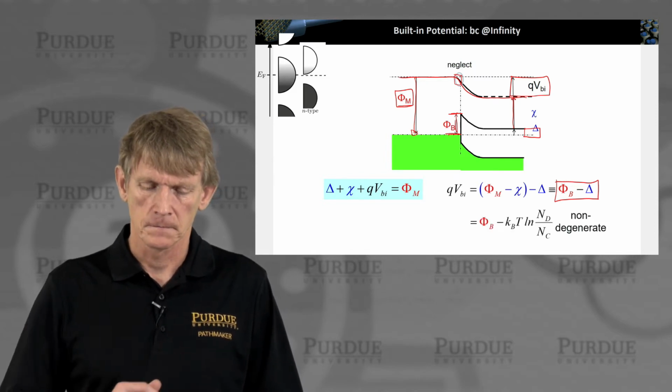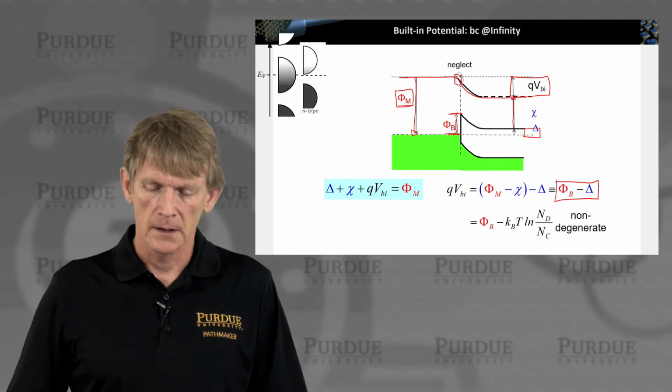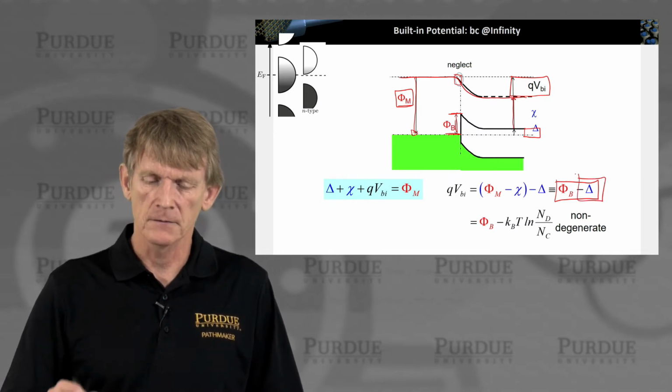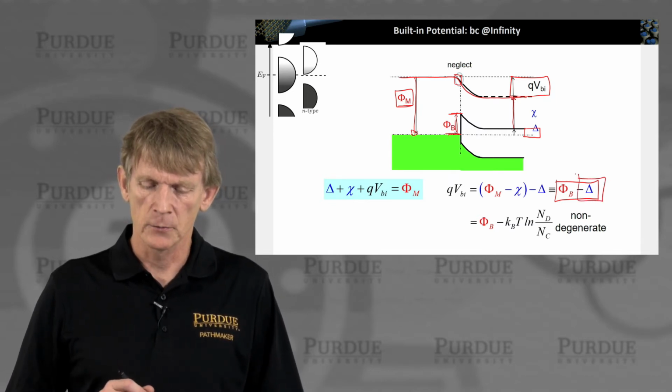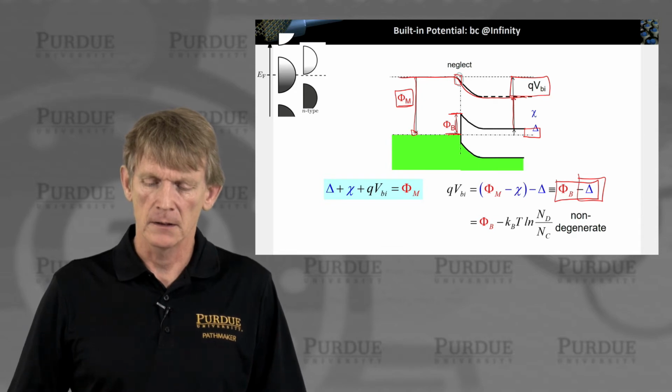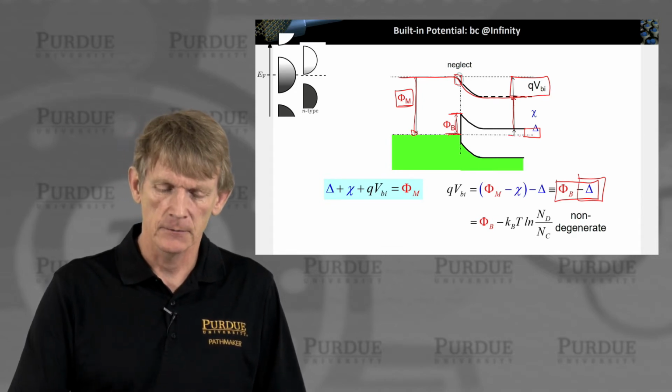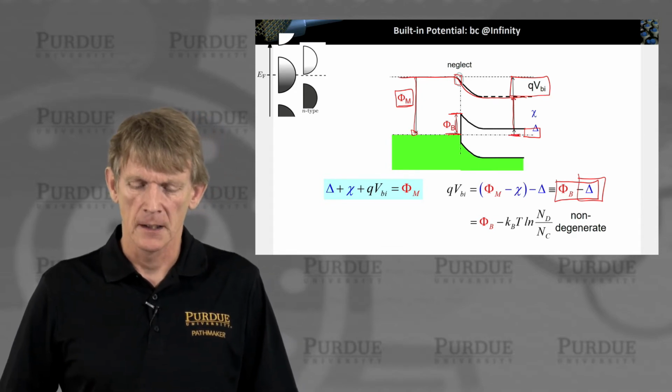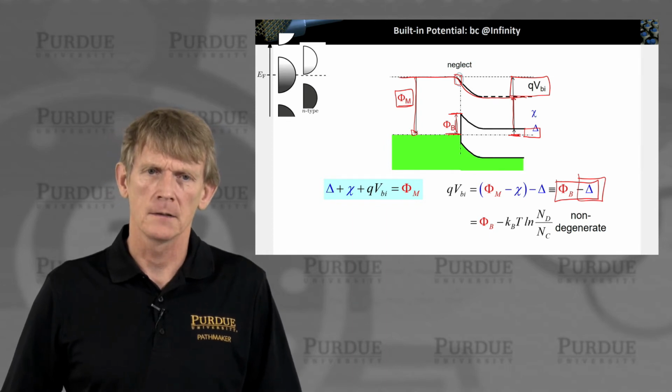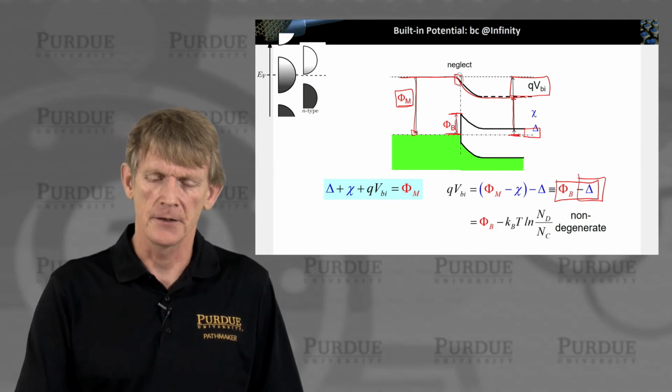Okay. We can figure out the delta very easily by assuming that we can figure this out by the doping in the electron side, on the n-doped side.